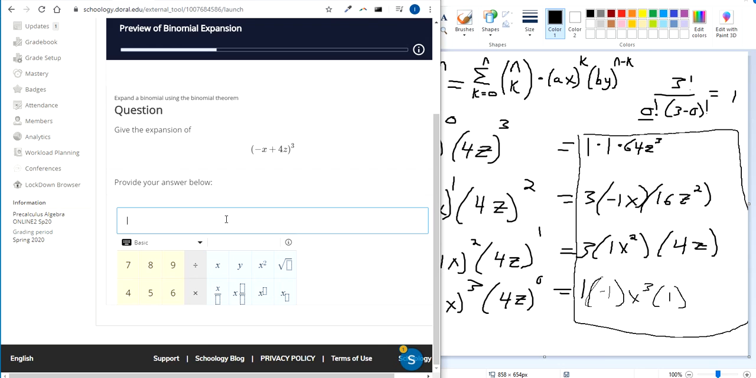So my first term was 64z to the third. Hopefully the order doesn't matter with our variables. We've got now 3 times negative 1 makes negative 3. Negative 3 times 16, negative 48. So we're going to change that to subtract 48xz squared. Okay, and then we got 3 times 4 makes 12 for that third term. X squared z. Careful, make sure your z doesn't get stuck in that exponent. And then negative 1x to the third for that final term.